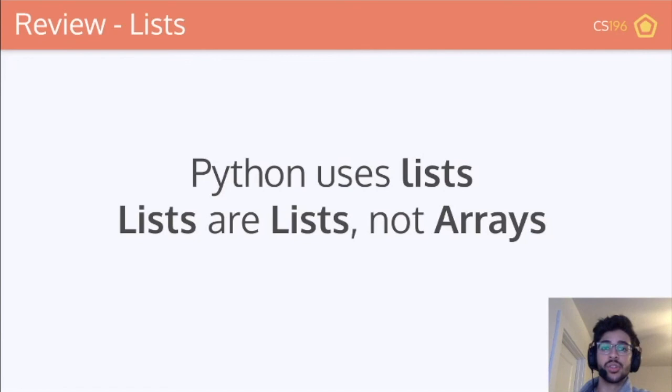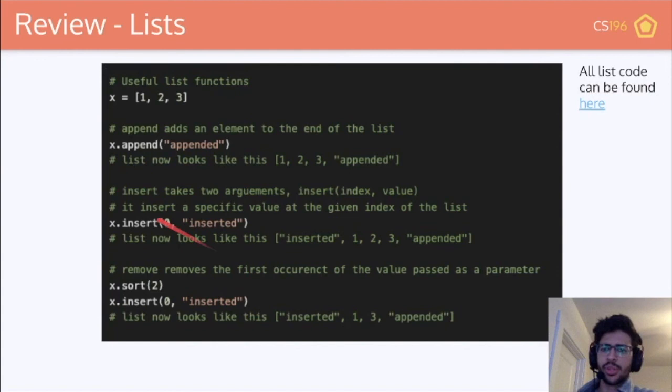So these are some of the useful list functions we talked about. If you want to add something to the end of a list, you use the append function. You just put in the parameter that you want to add. If you want to insert something at a certain location in a list, you just specify what location you want to insert the element in. So in this case, if you want to insert an element at index 0, you can just specify that with the insert function. These lists have many different functions, including things like sort, etc. So lists in Python are very useful data structures that you'll use quite a bit.